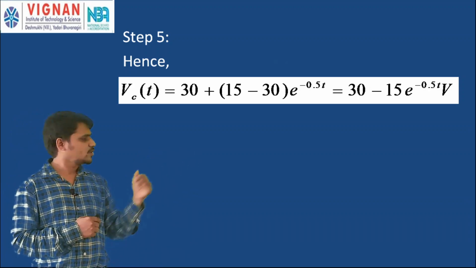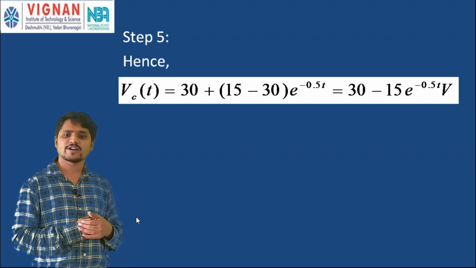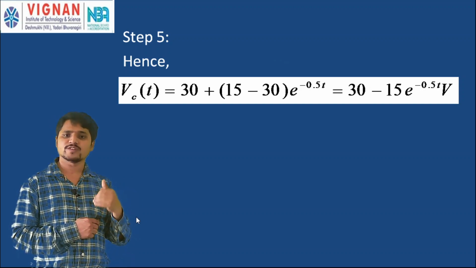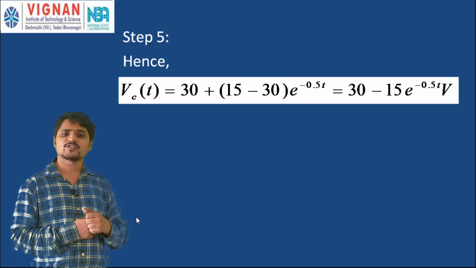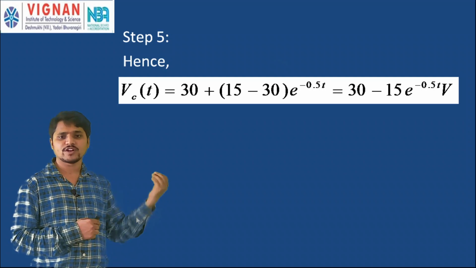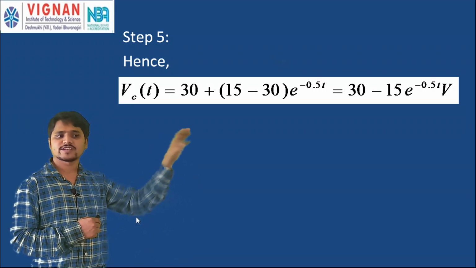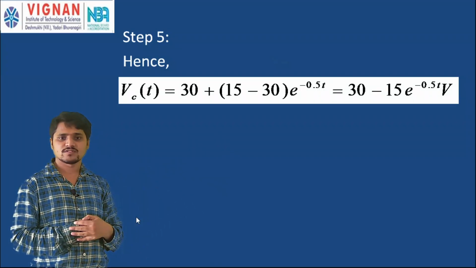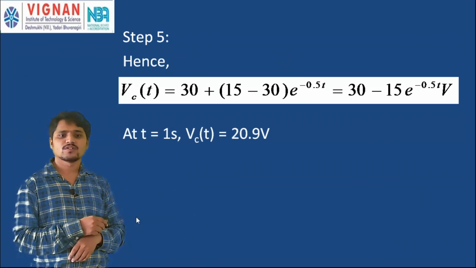Now substitute t equal to infinity. So 15 into e to the power of minus 0.5 into infinity. That means 1 by e to the power of 0.5 into infinity, which is 1 by infinity, which means 0. So 15 into 0 is 0. That means as time increases, this second term, 15 into e to the power of minus 0.5 t, will vanish. Therefore, only the steady state voltage of 30 volts remains.